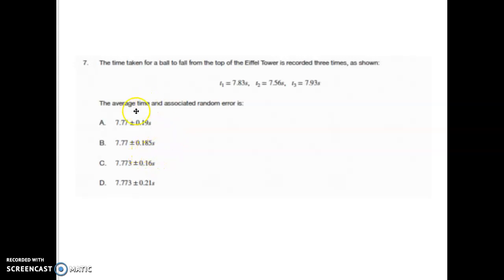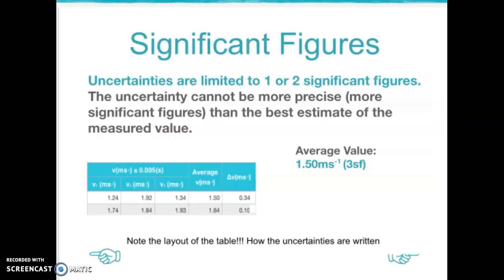Now, the answer using the range of values is 0.185, but your uncertainty cannot have more decimal places than the original answer. So you must round it up to 7.77 plus or minus 0.19. Uncertainties are limited to 1 or 2 significant figures. The uncertainty cannot be more precise than the best estimate of the measured value. So this column here, your uncertainty should never be more than your actual values. Okay?